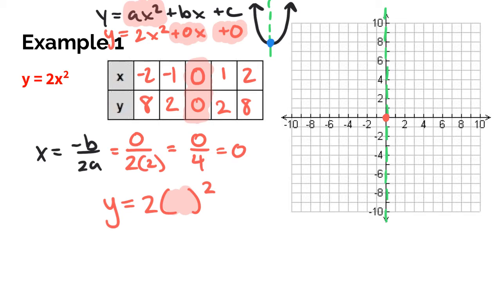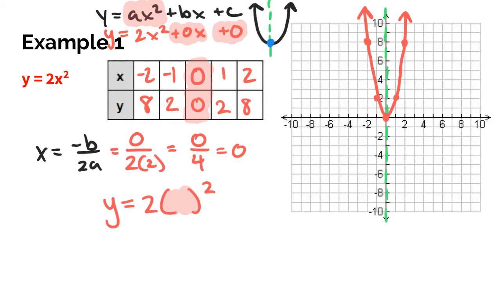You'll notice that I have repeating values. I have 2 and 8 on the right side of my vertex and 2 and 8 on the left side. When I graph that, I would have 2 here and then 8 here. Same thing on the right side, 2 and then 8. What it forms is a very tall U-shaped graph.